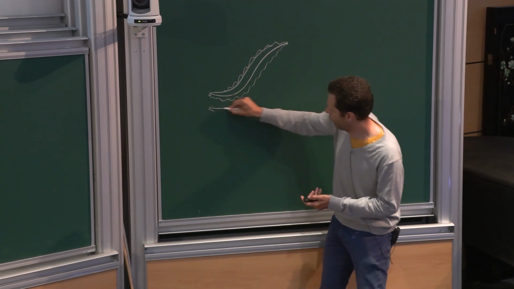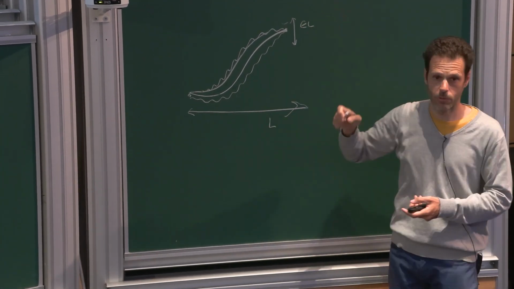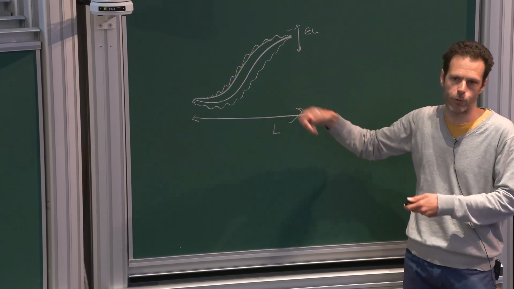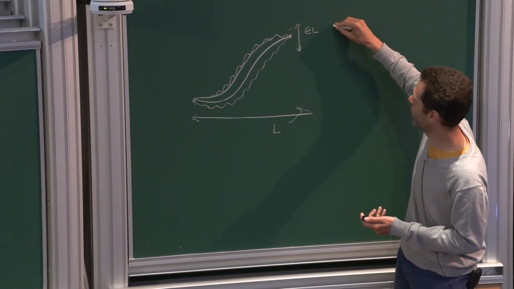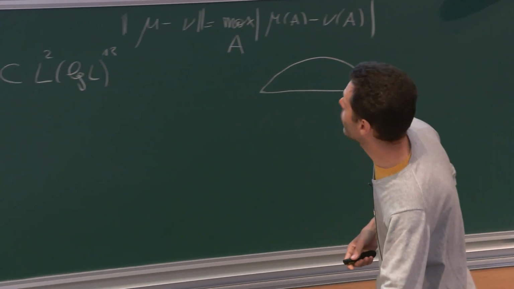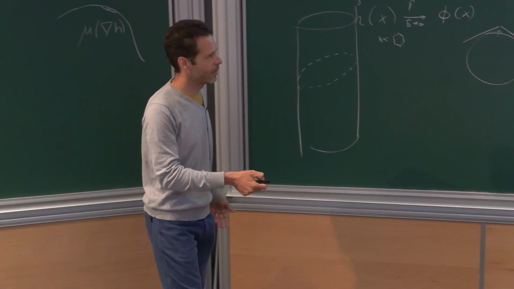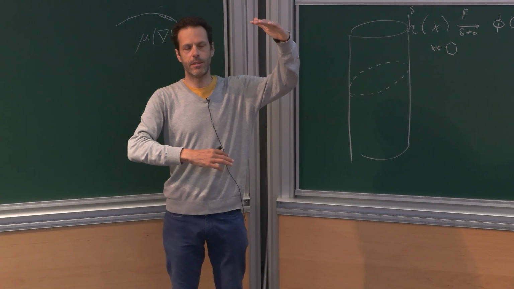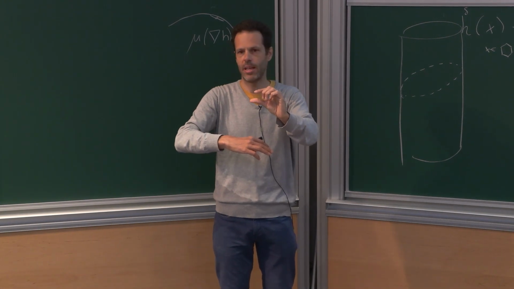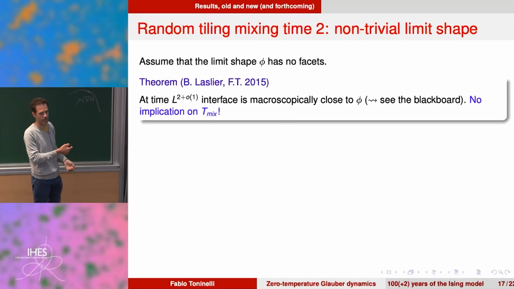But very close simply means that if this thing is of size L, then you are within epsilon L. You're macroscopically very close, but in terms of equilibrium, you are super far, because typically you should be within square root of log L from it at equilibrium. Still, this was already quite non-trivial work to show. But it implies nothing on the mixing time, because in reality it takes order L squared time to get epsilon L away from the limit shape, but then it takes a bit more to get very close to equilibrium. So in terms of mixing time, this result isn't saying anything.